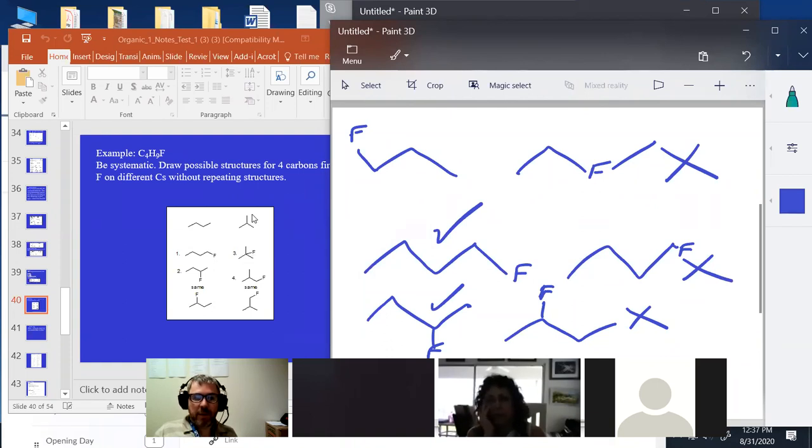Now, the other two possibilities are based on this one here, where you've got the three in a row and then one off the middle. And we can put the F hanging off that very central carbon there. And then we can put the F off any one of these, knowing that whichever one it comes off here, it's going to be the same thing. So think of it like an airplane propeller and just twisting the airplane propeller. You're not really changing anything by putting the F on any of these carbons that are on the outside of the airplane propeller. So again, it's a matter of being able to look at these and figure out, okay, what's the same, what's different.